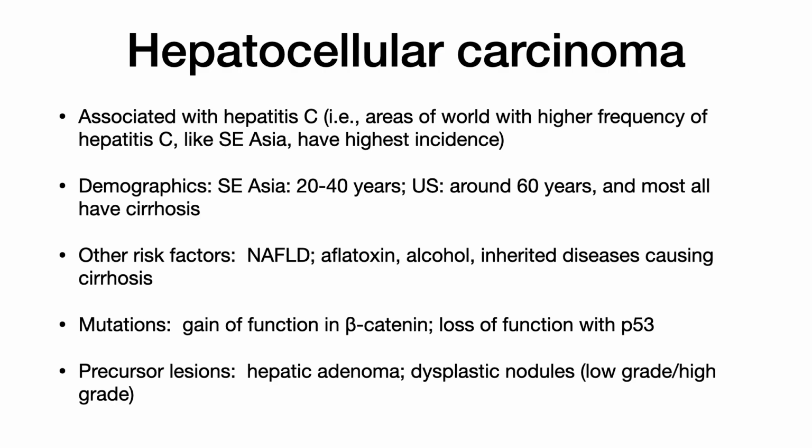So other risk factors: non-alcoholic fatty liver disease, as mentioned, aflatoxin, alcohol. Alcohol can lead to cirrhosis, and then cirrhosis is the risk factor. Any other inherited diseases, so alpha-1 antitrypsin, hemochromatosis, potentially things like that.